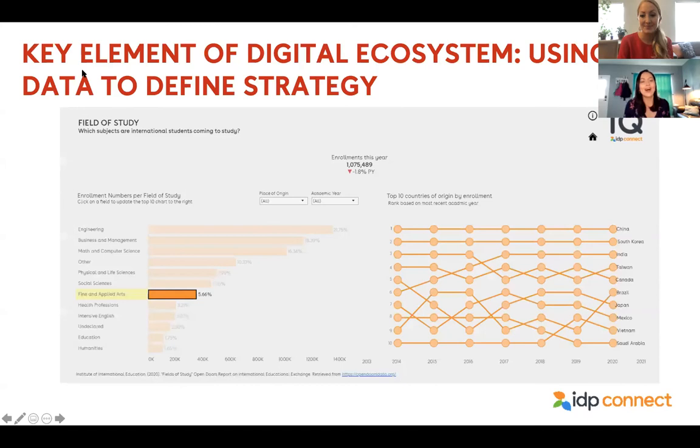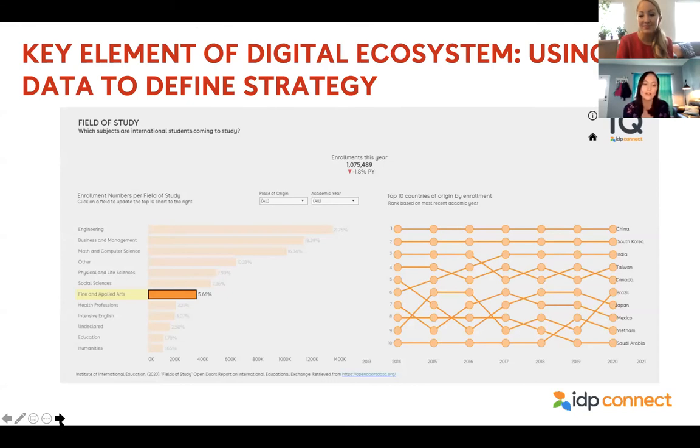Thank you, Ellie. As Ellie just mentioned, data is certainly a very key and important piece of information that you might want to use in defining your strategy. What we're looking at here is actually the Open Doors information. IIE had given IDP Connect permission to create these nice dashboards, which take that information from the Open Doors report. It makes it easy to follow.